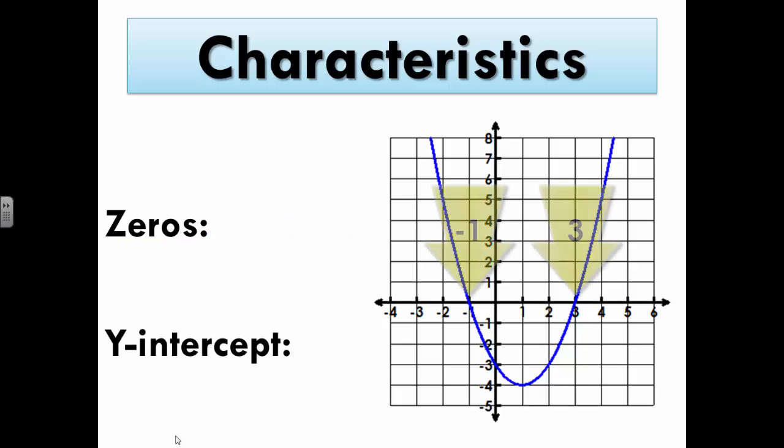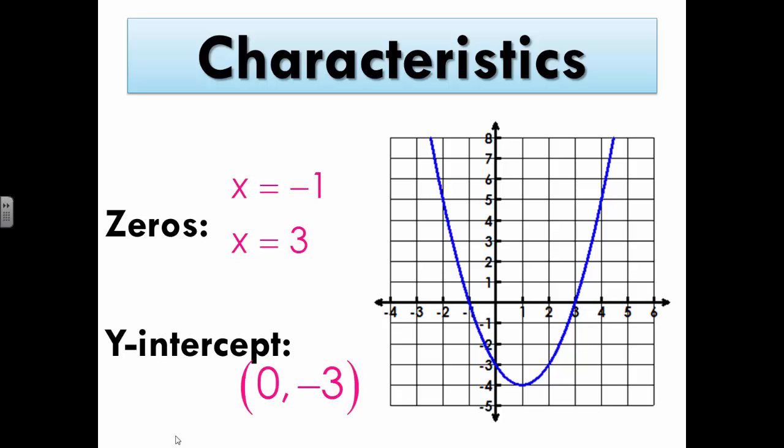The zeros, we talked about that last unit. Those are the same thing as your x-intercepts. In this graph, the y-intercept is where it crosses the y-axis, and I'm looking for an ordered pair on this one.